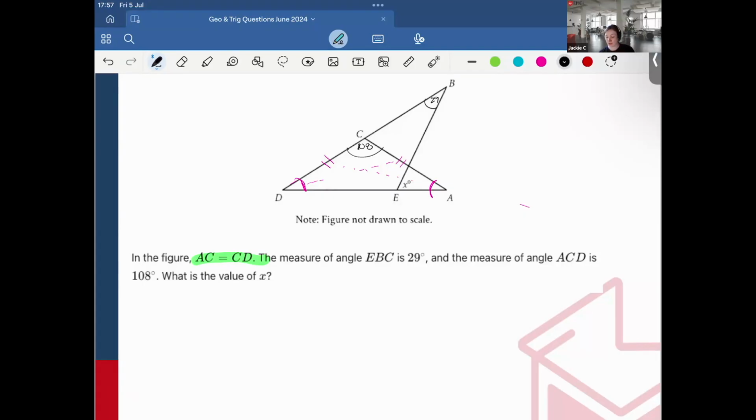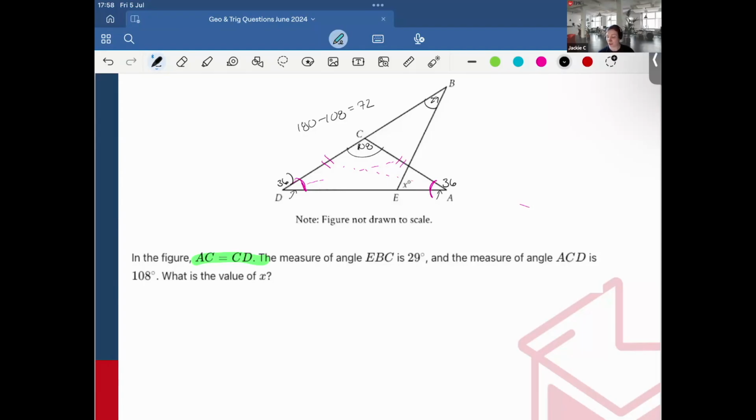So first, I would just do 180 minus 108, which is 72. And then I would divide by 2 because I know that these angles are the same because it is an isosceles triangle. So each of these are 36 degrees. Okay, but still not enough to give me what X is.